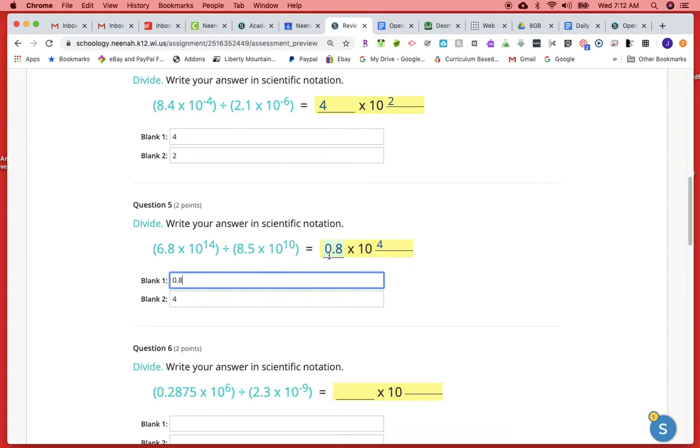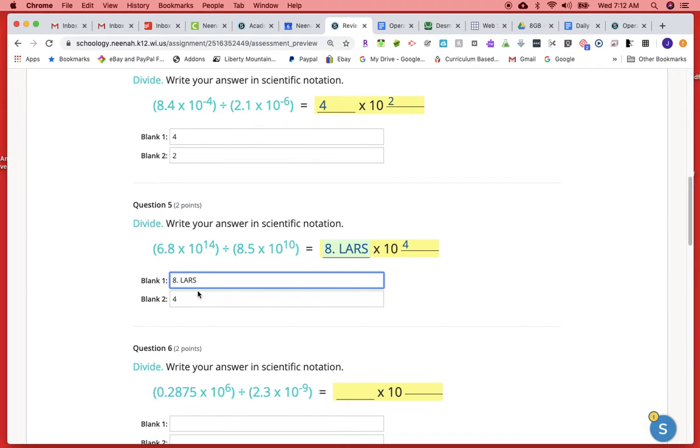So we need to move our decimal. And which way are we going to move our decimal? We're going to use our acronym LARS. In this case, it's 0.8. I need to move my decimal one place to the right. So it becomes 8, because 8 falls between 1 and 10. So I'm going to move my decimal there and get rid of those two.